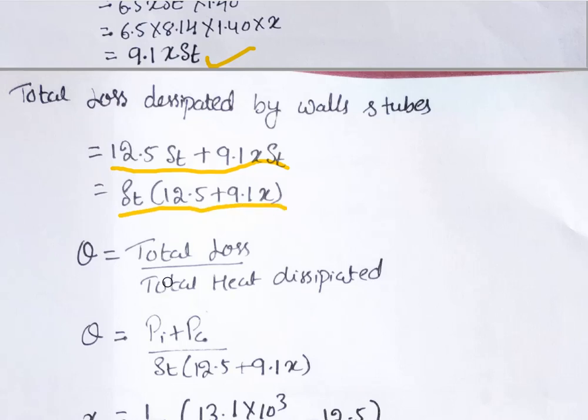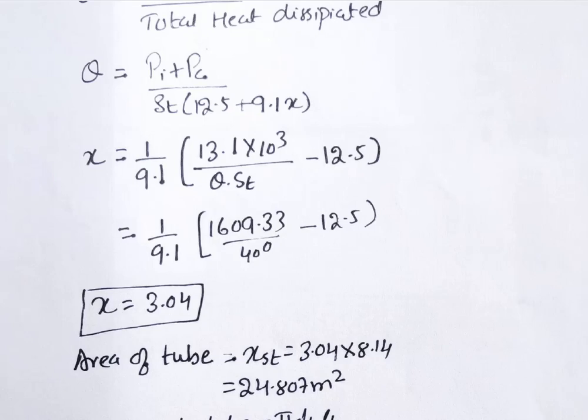The temperature rise theta equals the total loss over the total heat dissipated. So theta equals Pi plus Pc, iron losses plus copper losses, which gives the total losses, divided by St times the heat dissipation coefficient. Applying all the values, finally x equals 1 by 9.1 into 1609.33 by 40 degrees Celsius, theta is 40 degrees given in the question, minus 12.5. So finally you will get x equals 3.04.